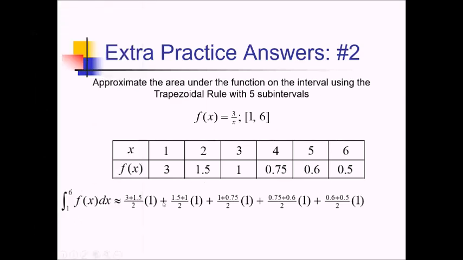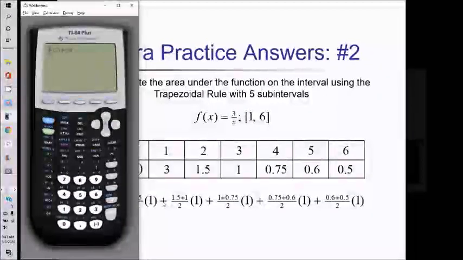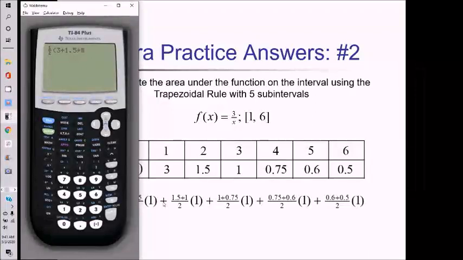So we have 3 plus 1.5 plus 1.5 plus 1 plus 1 plus 0.75 plus 0.75 plus 0.6 plus 0.6 plus 0.5. Close my parentheses. Hope for the best.